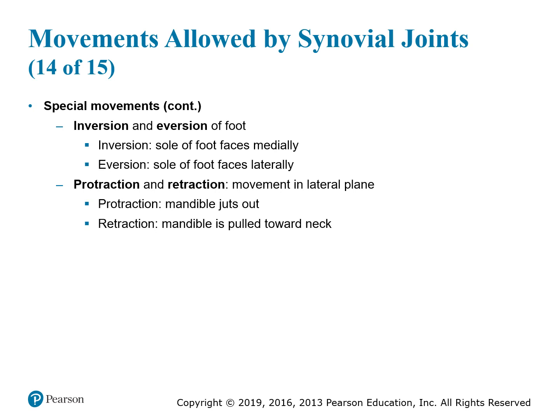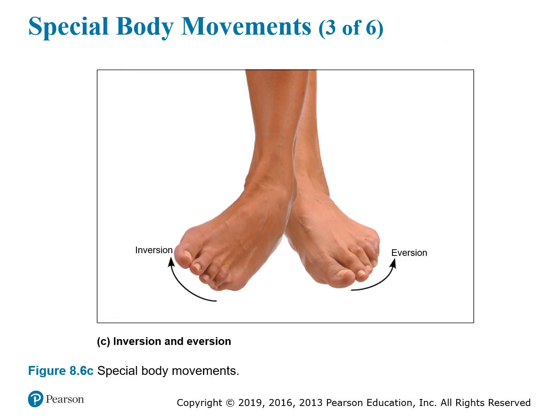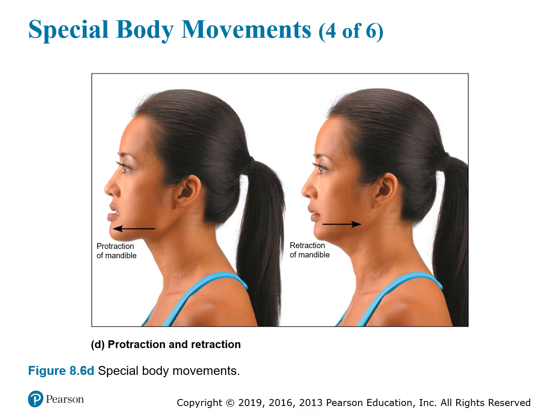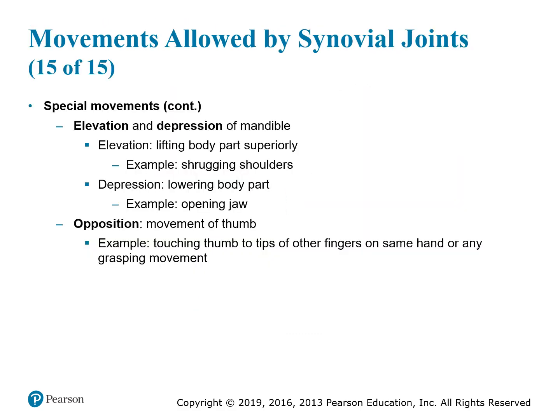Protraction and retraction are movements that occur in the lateral plane. We see this in the mandible, where protraction, the mandible juts out, and retraction, the mandible is pulled back towards the neck. So let's take a look at this picture. This is a picture of inversion and eversion at the ankle, and protraction of the mandible, sticking the mandible out, and retraction, pulling it back in. Elevation and depression of the mandible.